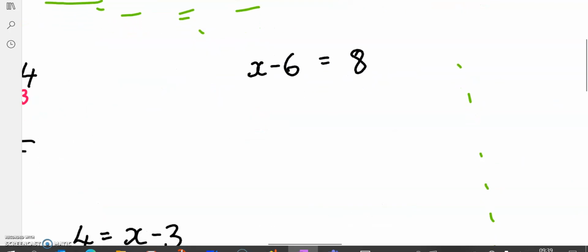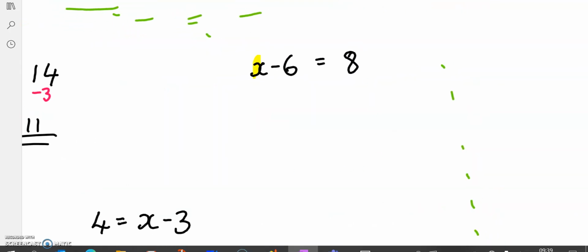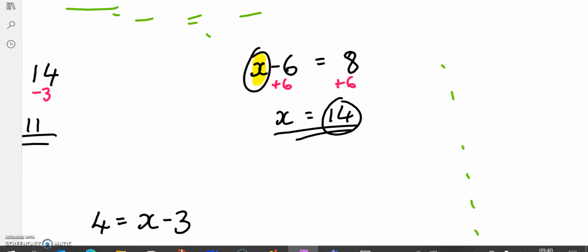This one here, x minus 6 equals 8. Our objective is to get x on its own on one side of the equal sign. So we've got x subtract 6, and we want to do the opposite of subtract 6. We're going to add 6 to both sides. Add 6, add 6. That's going to leave x on the left-hand side on its own, x equals 14. Why does that work? Well, because 14 minus 6 is 8.